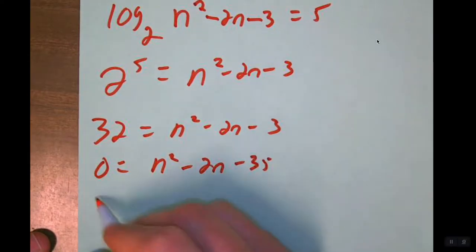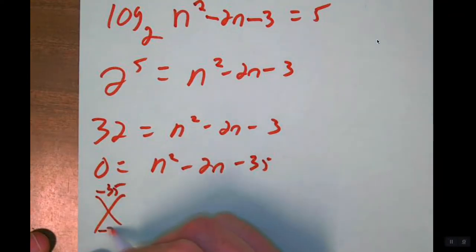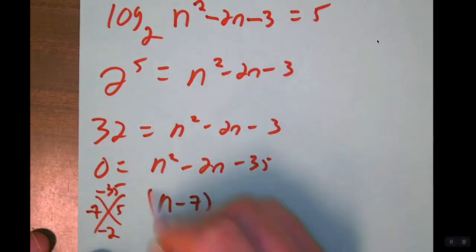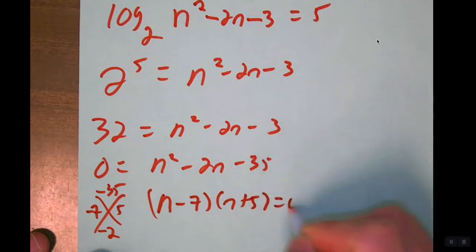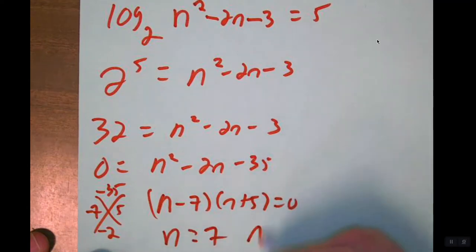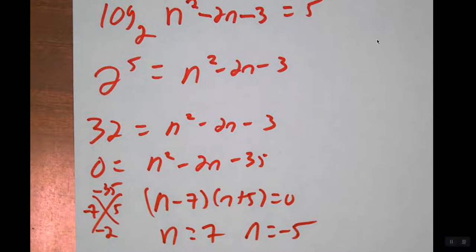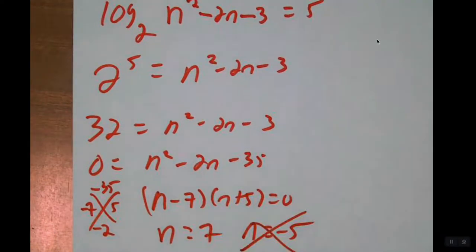And then we can X factor that. Negative 35 and negative 2. What are your factors of negative 35 that add up to negative 2? That's negative 7 and 5. So n equals 7, n equals negative 5. That's what we think, but you can't have negative logs, so you kick that out, and so your answer is n equals 7. So that's that.